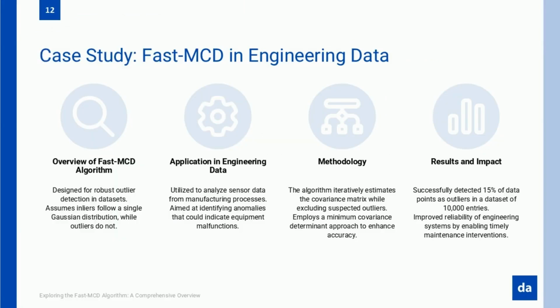When it comes to engineering, outliers aren't just an inconvenience. They can be a warning sign of impending failure. A faulty sensor reading could mean a machine is about to break down. A manufacturing defect could compromise product quality, or an unusual vibration in an aircraft engine could signal a serious mechanical issue. The challenge? Catching these anomalies early enough to prevent costly damage, failures, or even disasters.